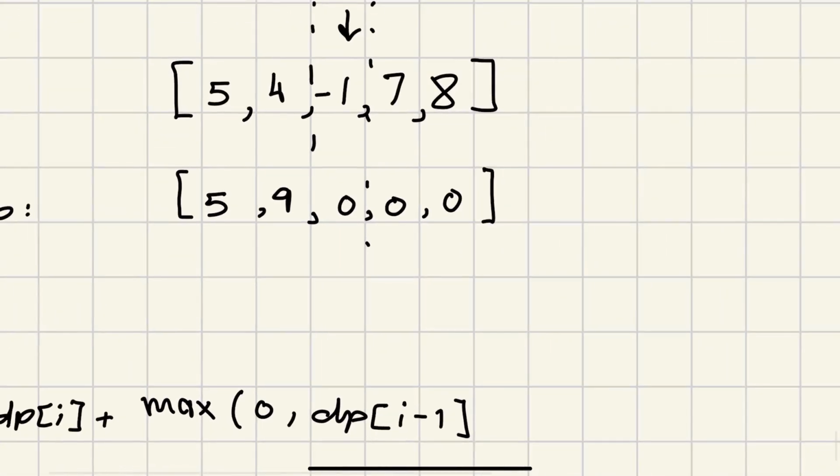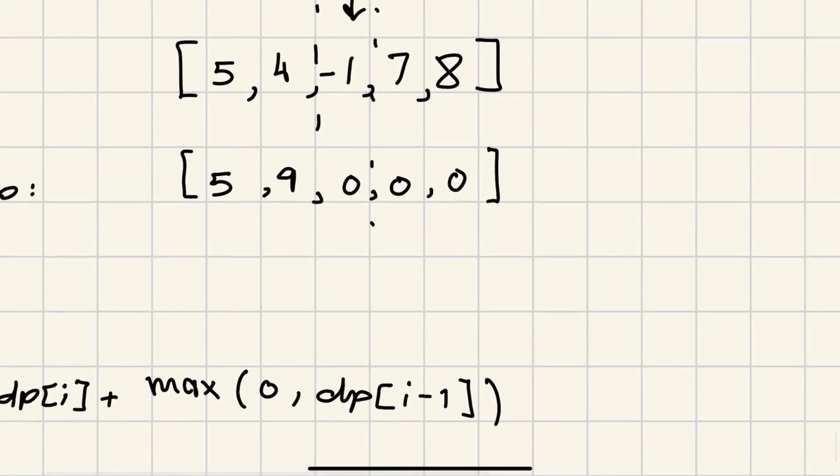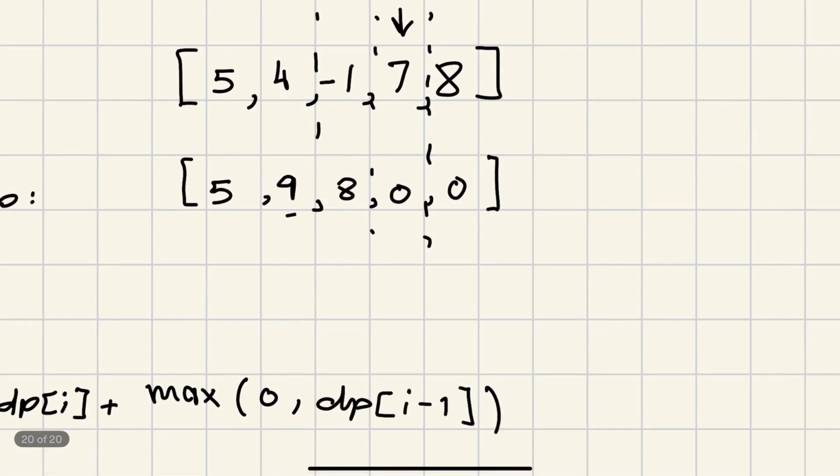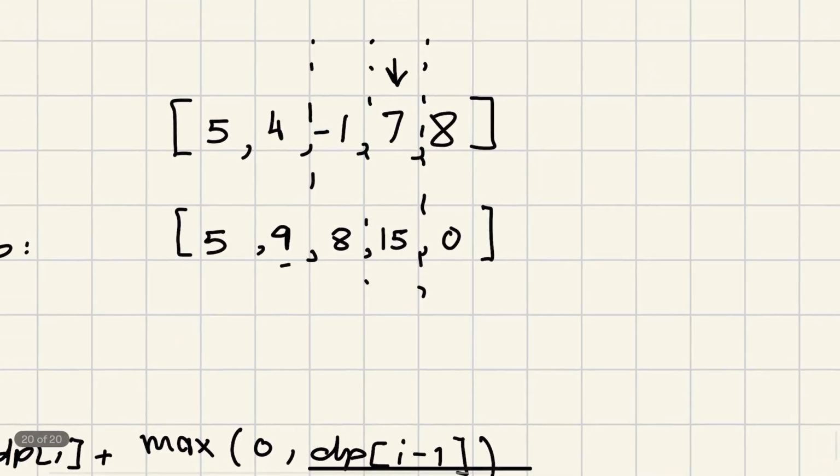Now the subarray looks like this. Okay, we do the exact same thing. We check the max between 0 and dp of I minus 1. 9 is greater than that, so we add them together. Minus 1 plus 9 is 8. Okay, and now we move on to the 7. We're at here now. Well, 8 is greater than 0, so we use the 8. So 8 plus 7 is 15. That's fine. Now we move on to here. Well, 15 is the max, so we use 15.